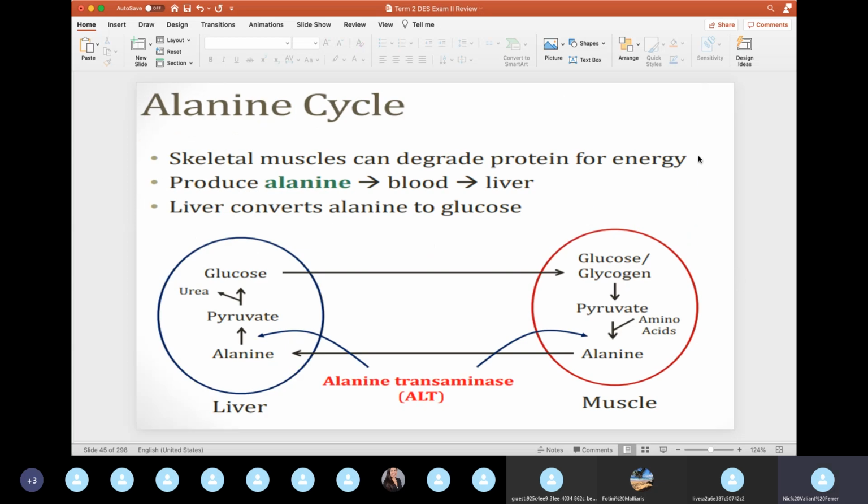Next one, the alanine cycle. The alanine cycle is when the skeletal muscles can degrade protein for energy. So we produce alanine. The alanine from the muscle goes to the blood. So you break down amino acids to alanine here from your muscle. It goes to the blood and then to the liver. And the liver is happily obliged to convert alanine to your glucose. Don't forget that in the liver, you have the urea cycle.